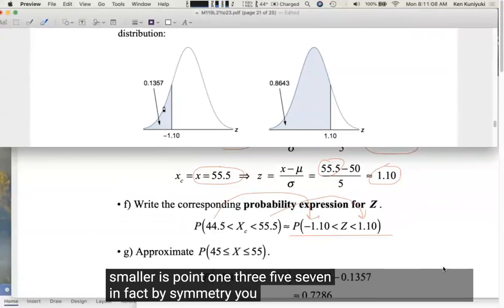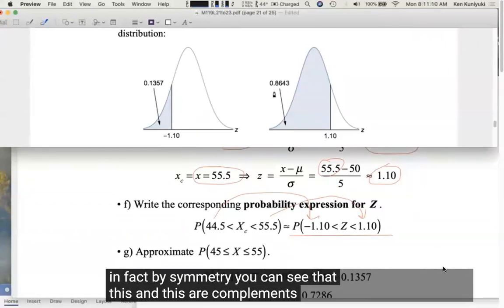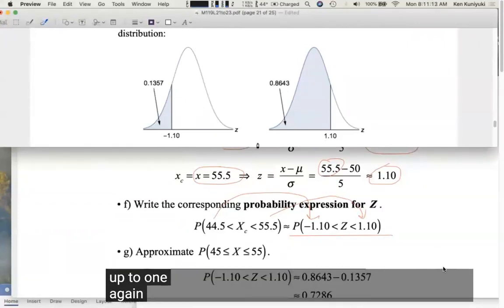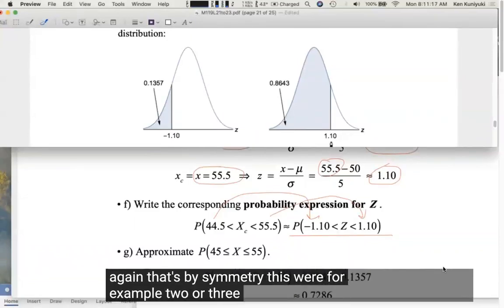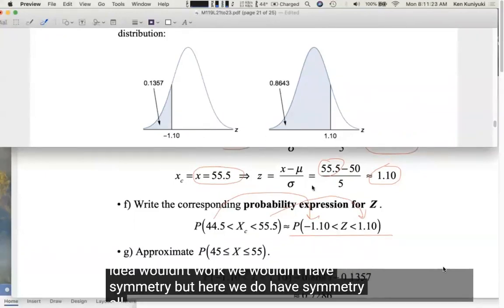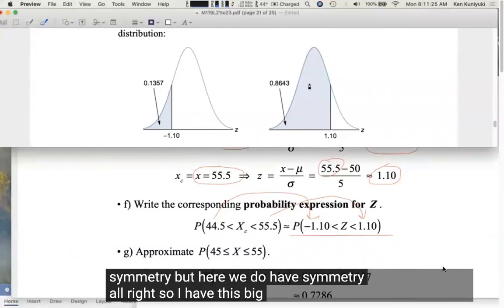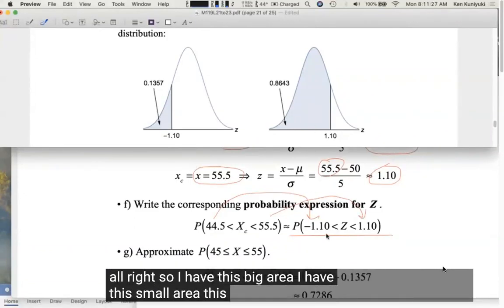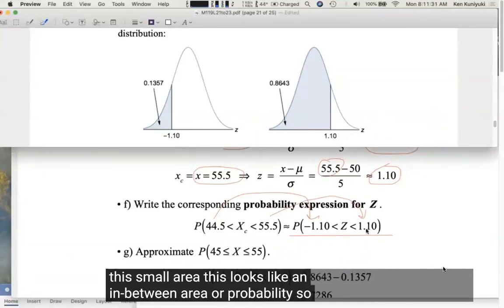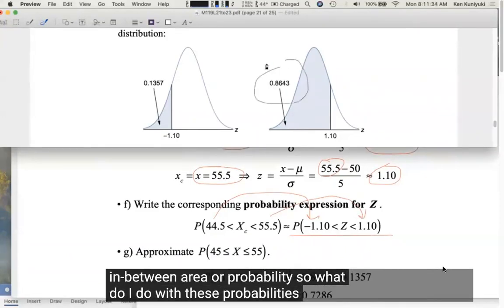In fact, by symmetry, you can see that this and this are complements. These add up to 1. Again, that's by symmetry. If this were, for example, 2 or 3, then this symmetry idea wouldn't work. We wouldn't have symmetry. But here we do have symmetry. All right, so I have this big area. I have this small area. This looks like an in-between area or probability. So what do I do with these probabilities?